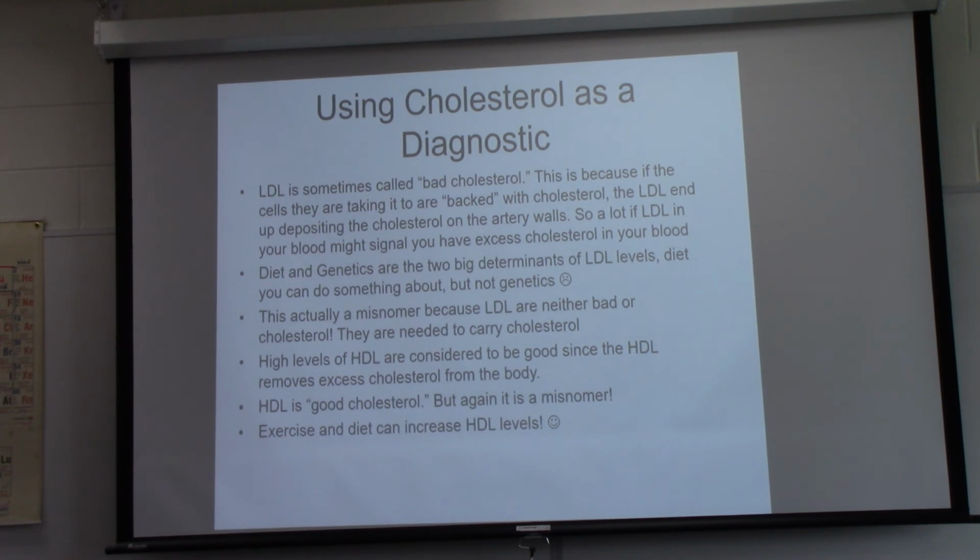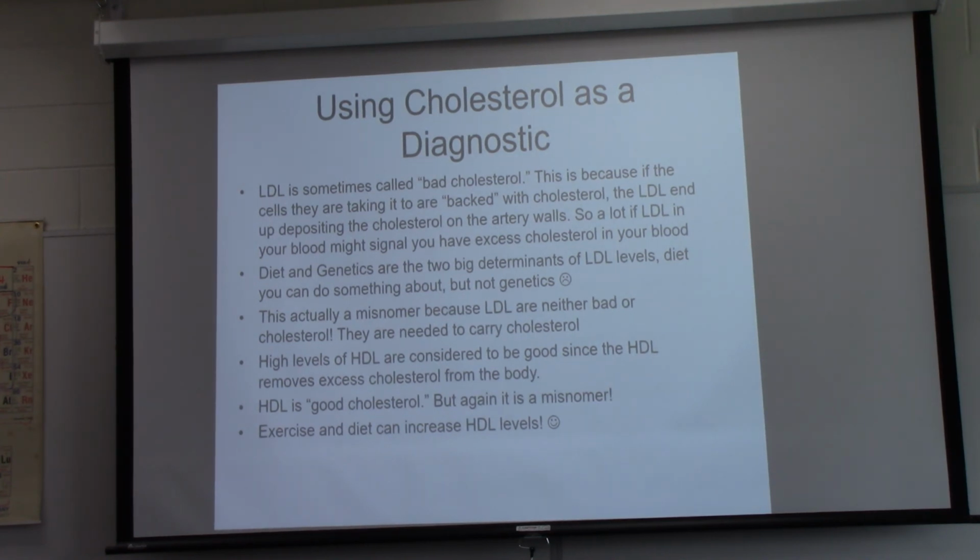All right, so LDL is sometimes called bad cholesterol. This is because if the cells they are taking it to are backed up with cholesterol, the LDL can't do its job well enough. Okay, so what we do is we look, so if there's high levels of LDLs, that means the LDLs aren't doing their job. And there's high levels, and that means you have too much cholesterol in your body. Okay, what determines the amount of LDL in your blood? Diet and genetics.